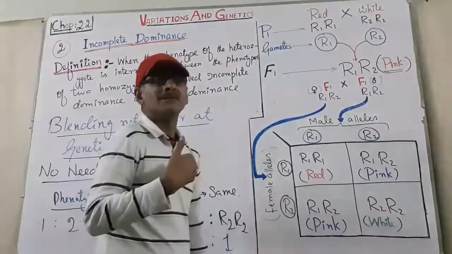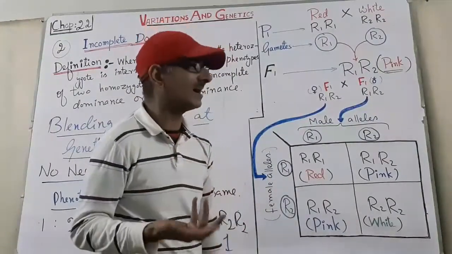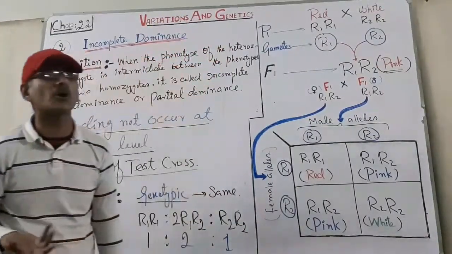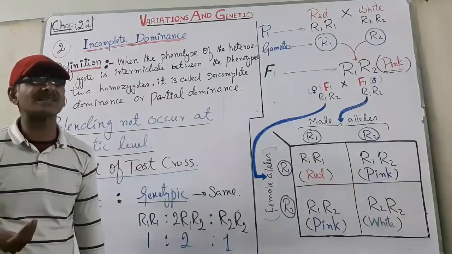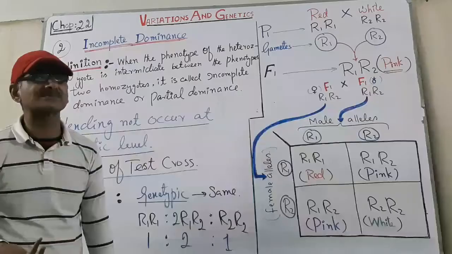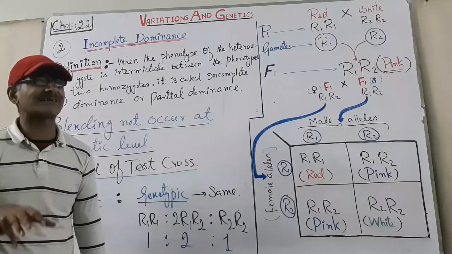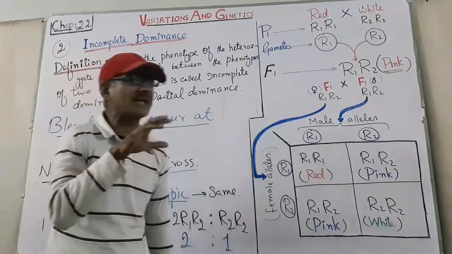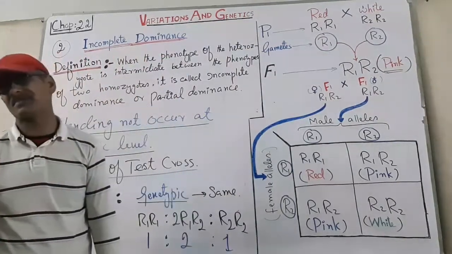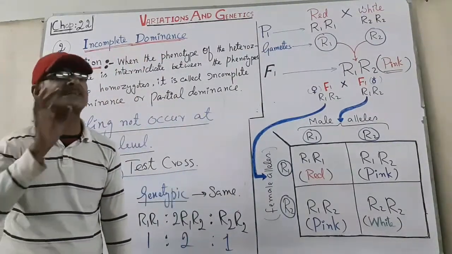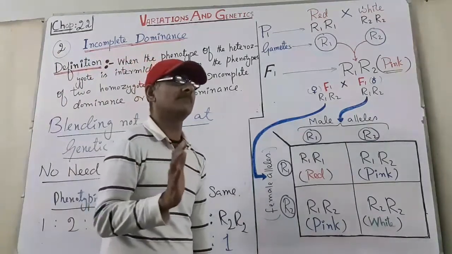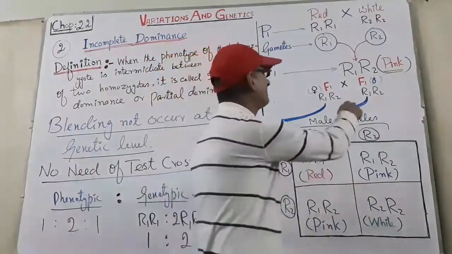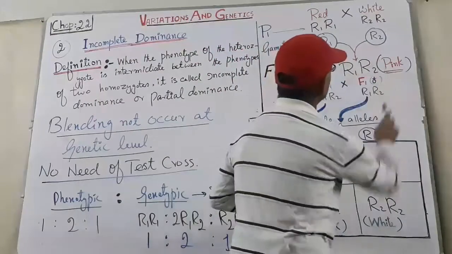This is the explanation of incomplete dominance or partial dominance. In this case, we got pink flowered plants in F1. There is an intermediate phenotype in F1 plants, which is pink.